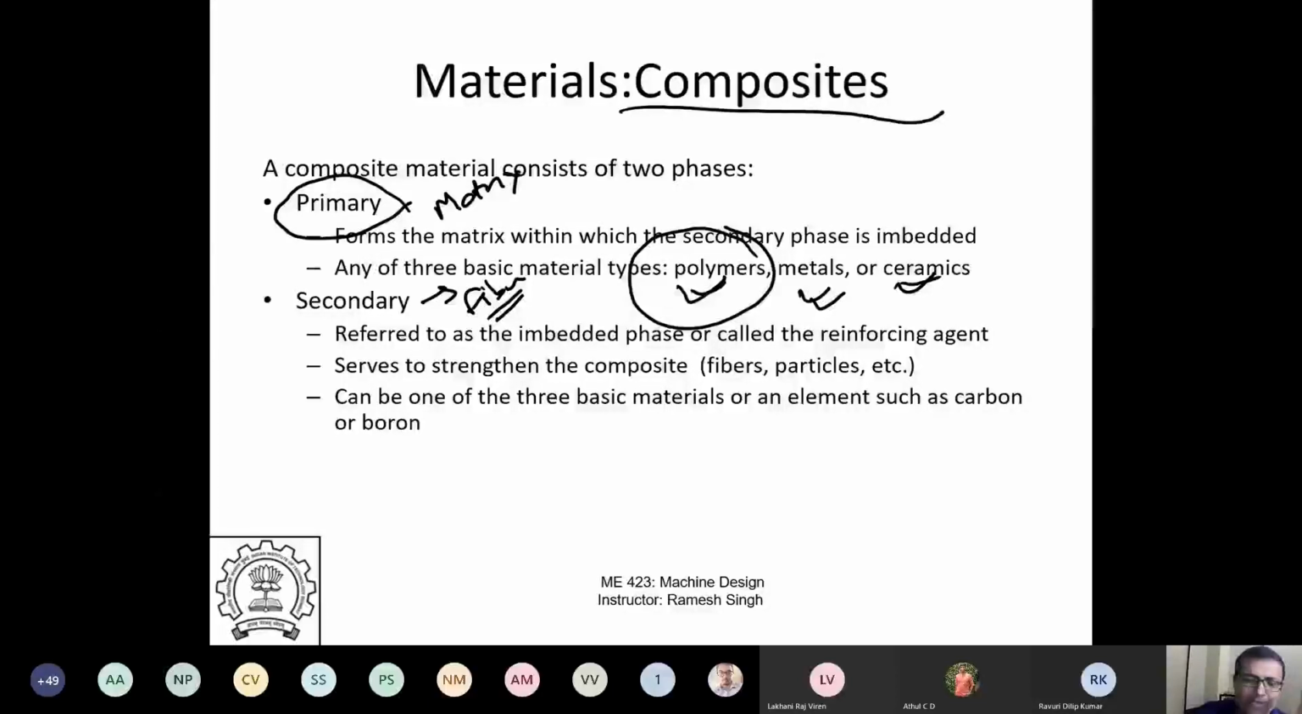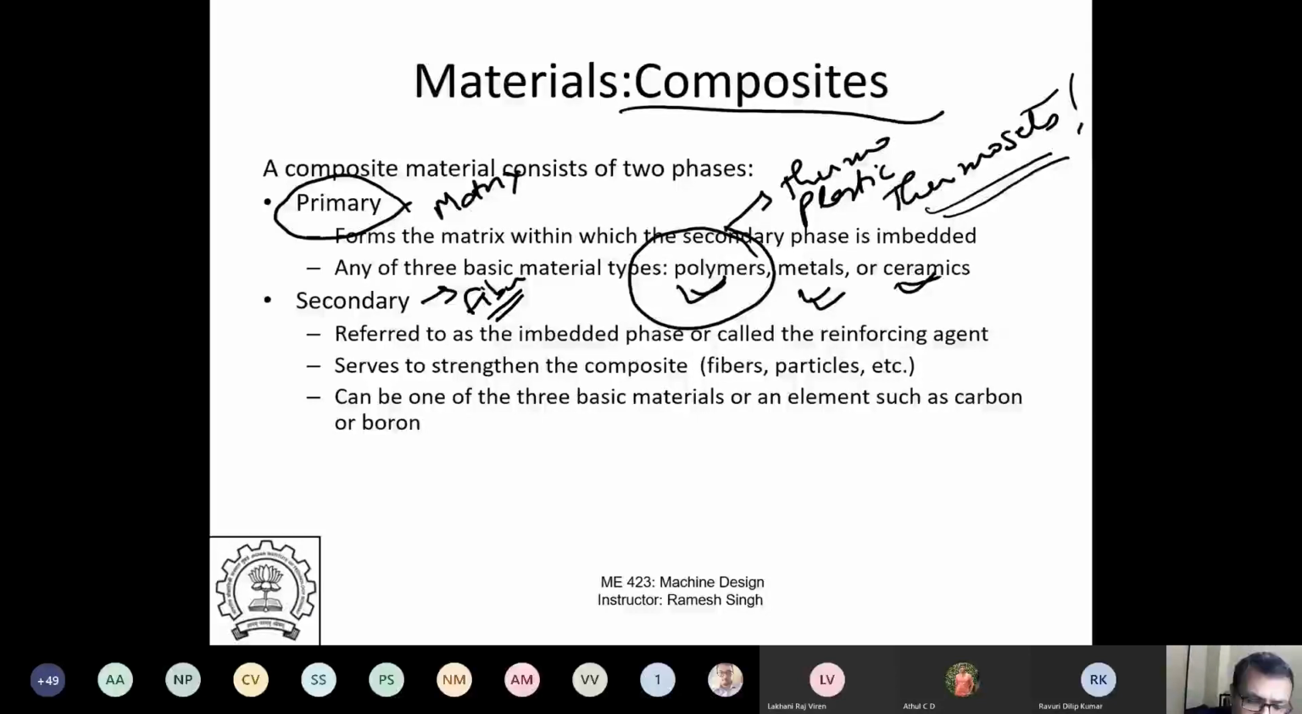That polymer can be either thermoplastic or thermosets. Most of the common ones are thermosets. They are epoxies. They are like resins. If you have seen araldite, that is a typical thing which will be there in the composite.